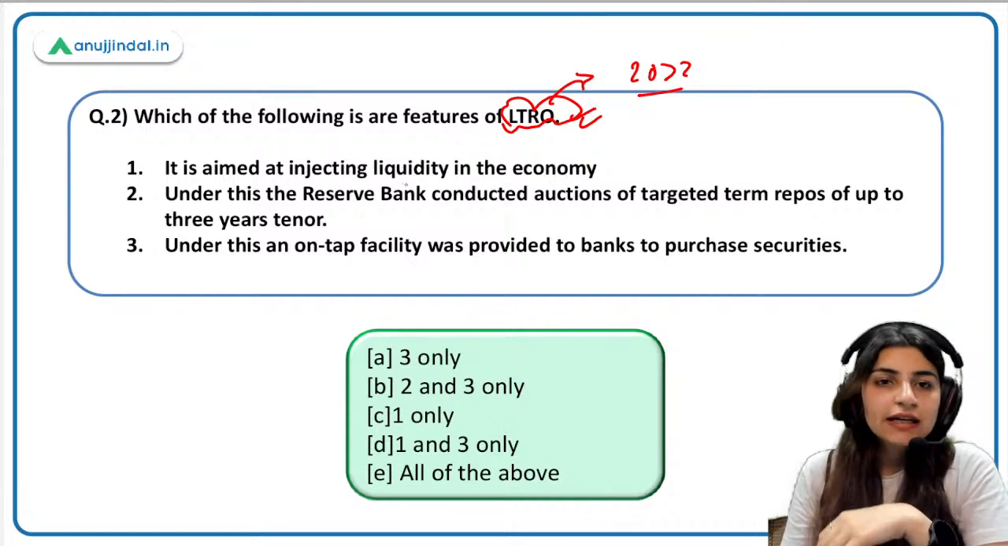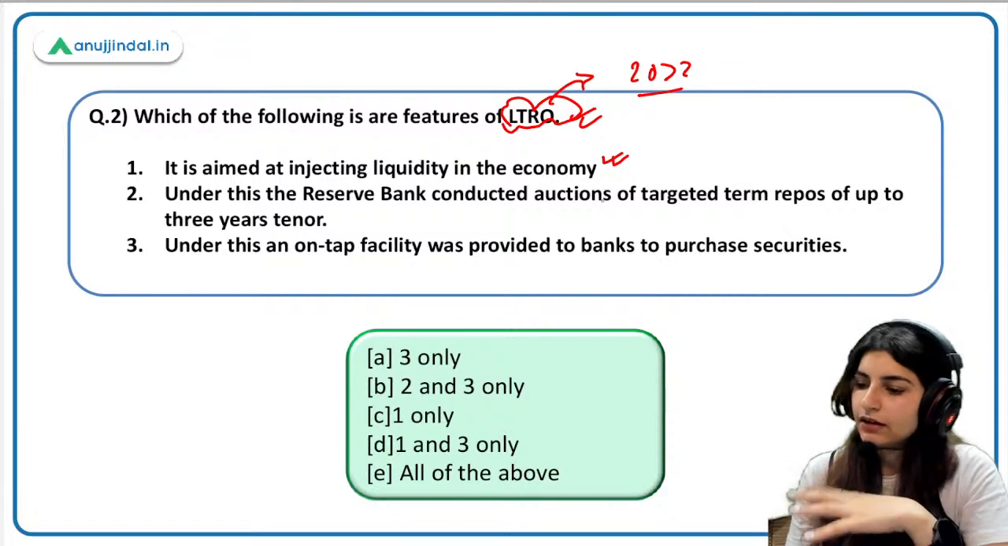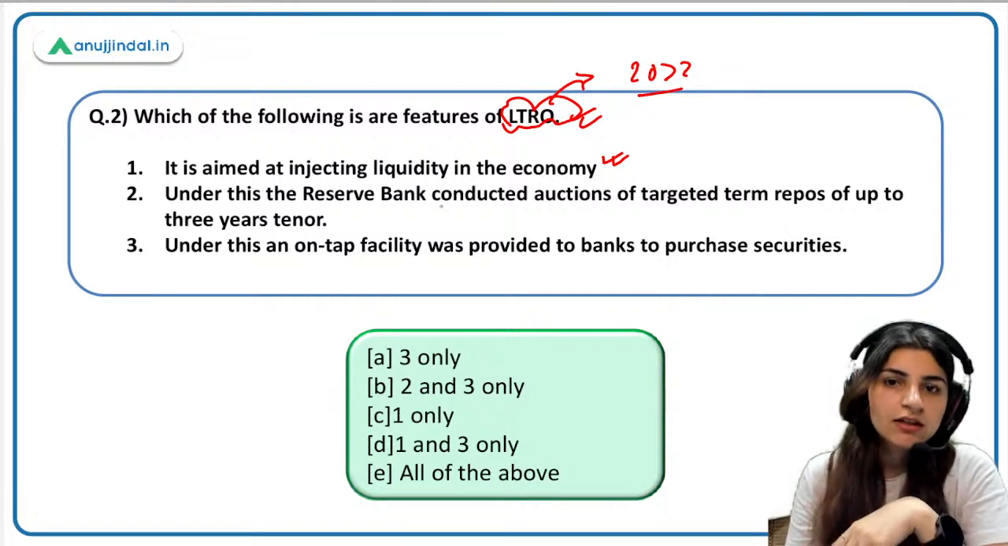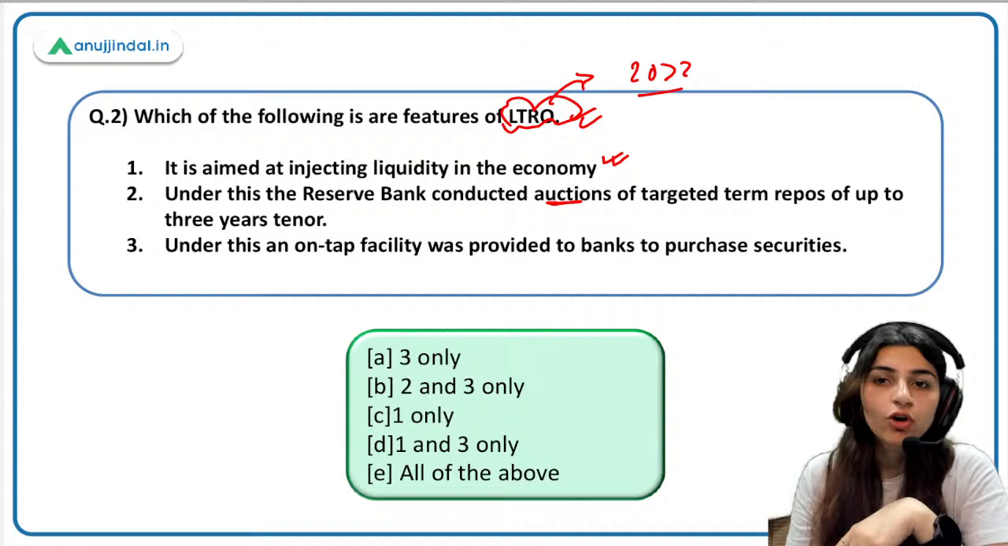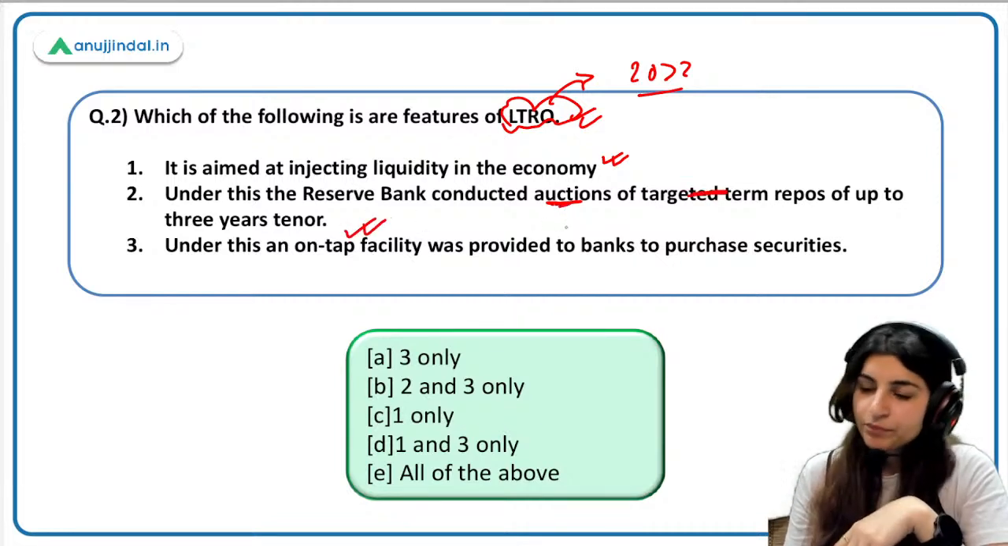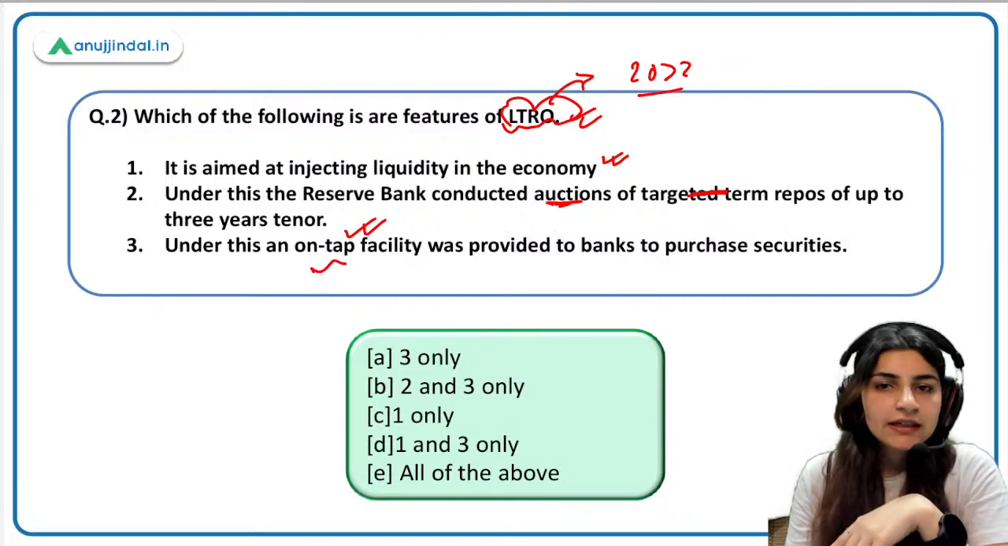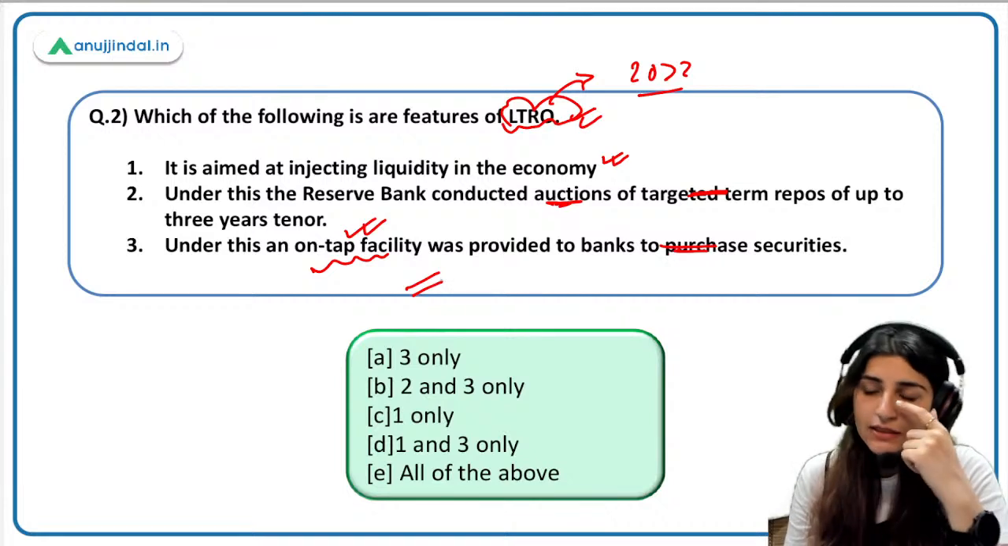Let's look at the options. It is aimed at injecting liquidity in the economy. That is correct. Under this, the Reserve Bank conducts auctions of targeted term repo operations up to 3 years tenure. Correct. Then under this, an on-tap facility was provided to banks to purchase securities. This is also correct. What does this mean?